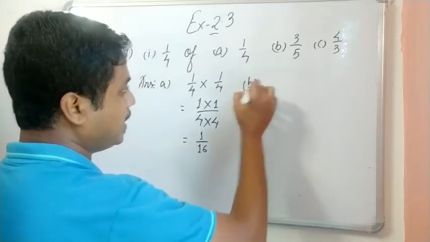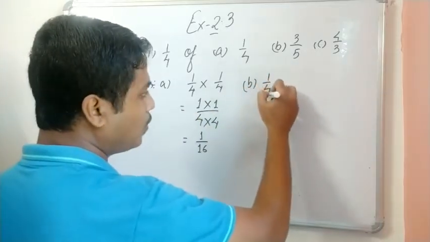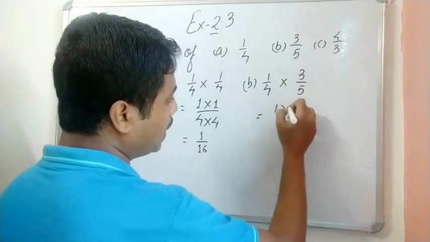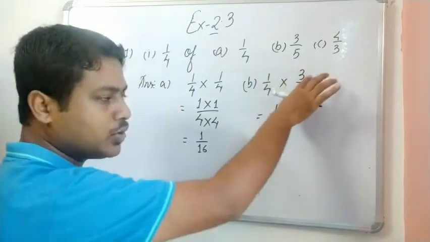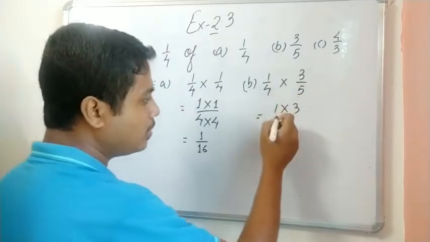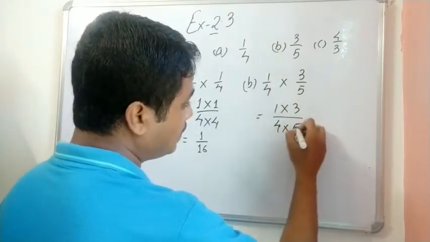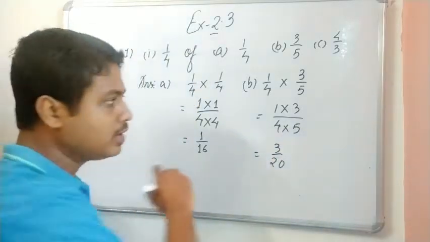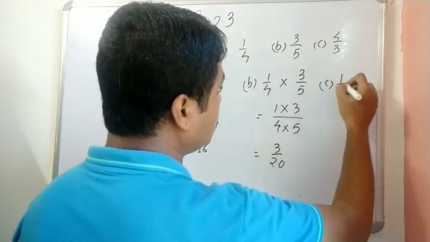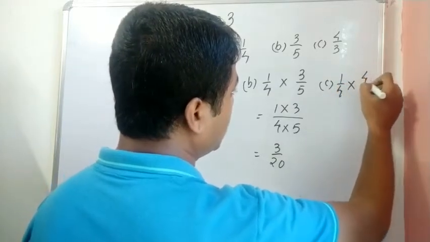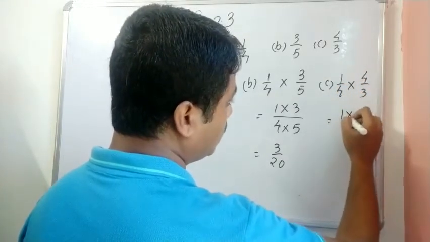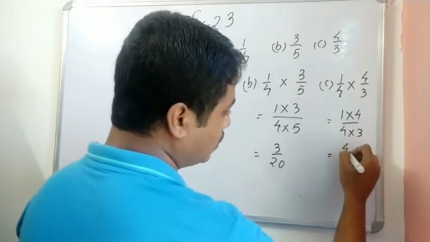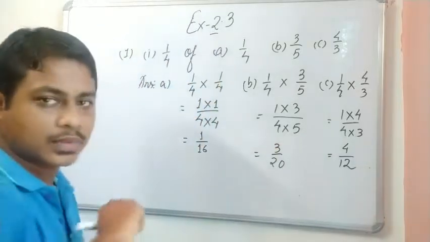Question B: 1 by 4 of 3 by 5. That means 1 by 4 into 3 by 5. So 1 into 3, that is numerator into numerator, denominator into denominator, so it will be 4 into 5. So it will be 3 by 20. Same if I do for C, that is 1 by 4 into 4 by 3. 1 into 4 divided by 4 into 3. So 1 4s are 4, 4 3s are 12.